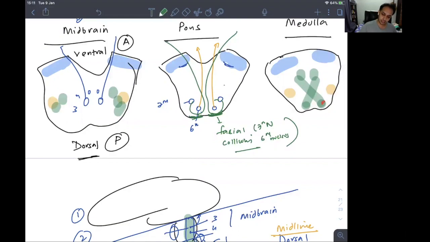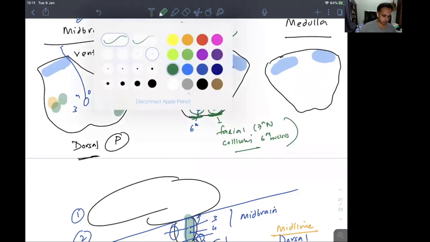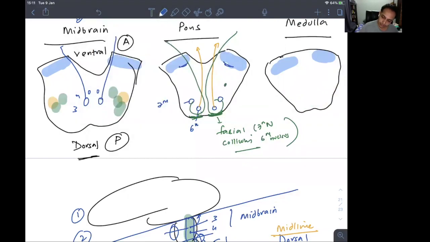And the eighth nerve is somewhere here, eighth nerve nucleus. And in the medulla, your 9th, 10th, 11th, and 12th, we'll mainly take the 10th and the 12th. So your 10th nucleus is here, your 12th nucleus is here, and the 10th nucleus, the nerve leaves directly lateral, and the 12th nucleus leaves like this.